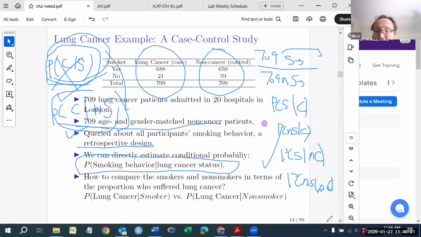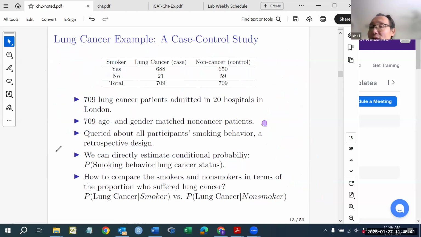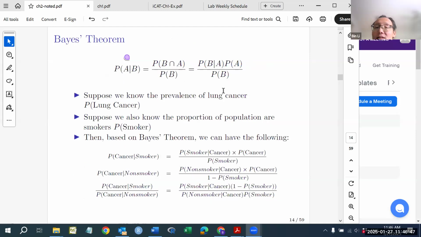Okay, so the question is, if we design in this way, is there a way that can help us to estimate that? Although we can only estimate this, is it possible we can still estimate that? Yes, but we need more information. What information? You will see that in the next. So that's the Bayes theorem.